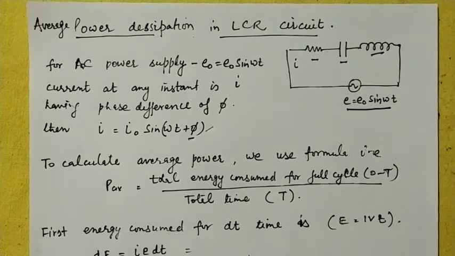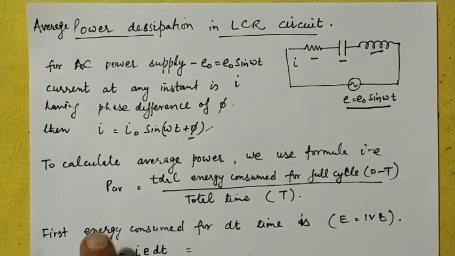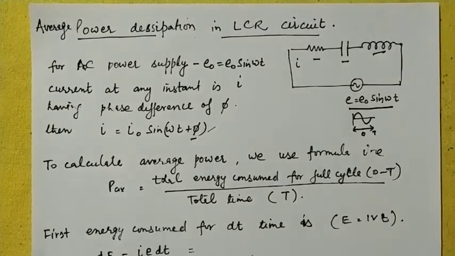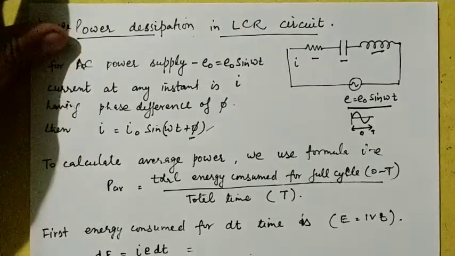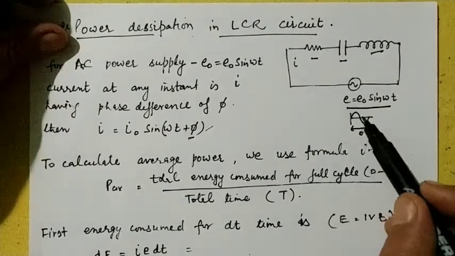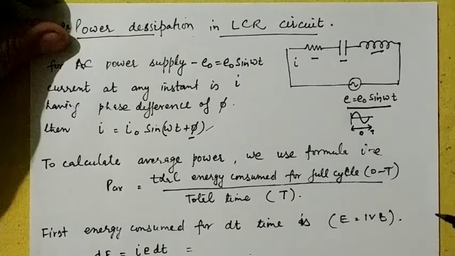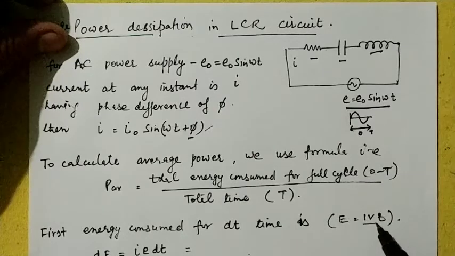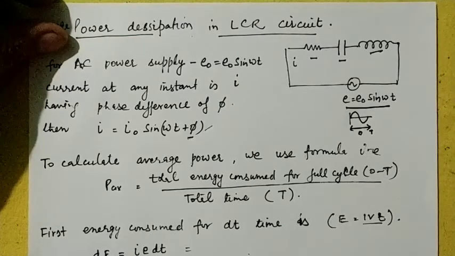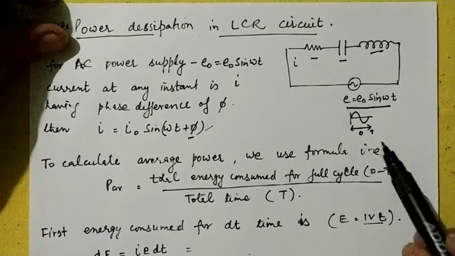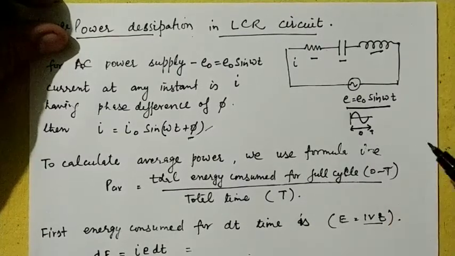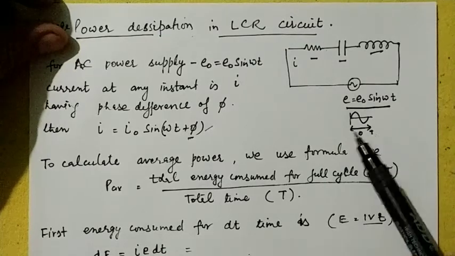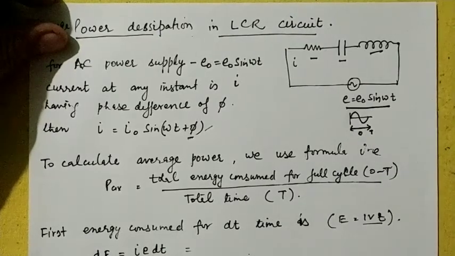Now to calculate the average power, we use this formula: average power is equal to the total energy consumed for the full cycle, that is 0 to T, divided by the time. Because it is a changing current or changing EMF, we cannot use the direct formula IV into T. The time for a full cycle is the time period, capital T.